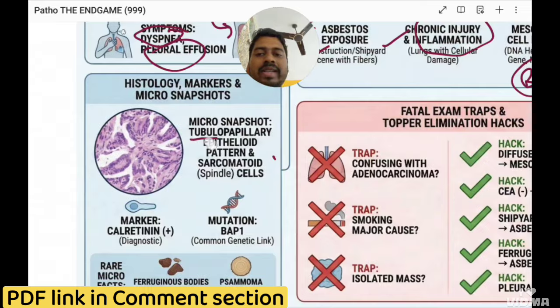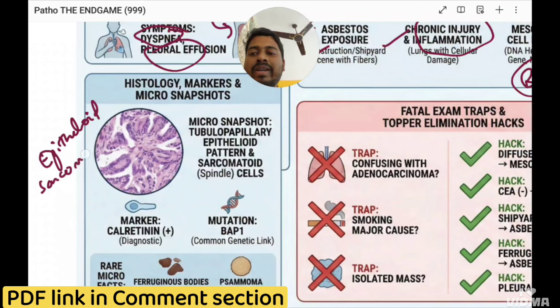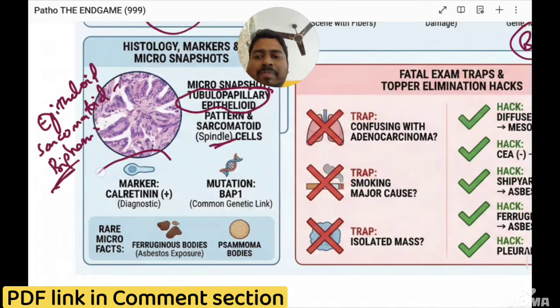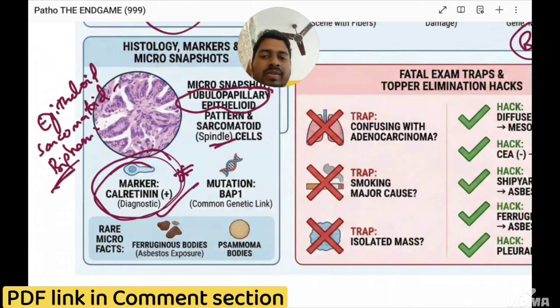Okay, so there are basically three types of mesotheliomas based on histology. One is epithelioid, where you'll find predominantly epithelioid cells. Second is sarcomatoid, and third is biphasic, where you can see a mixture of both. So you will see spindle cells and also the tubulopapillary epithelioid pattern. There is one important marker which I want you to remember, and that is calretinin. Calretinin is used for diagnosis, and the associated mutation is BAP1.